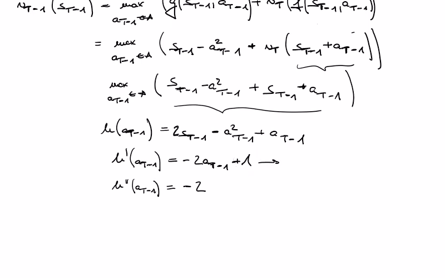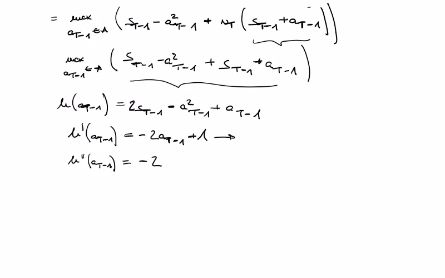Now we can use this again to find the maximum, so the optimal action at t minus 1. It's a little bit tedious, the whole thing. Which, if we take the 1 to the other side, we get this. And then, of course, we can divide by minus 2, and we get that the optimal action at t minus 1 is 1/2. Yeah, so that's the optimal action again.